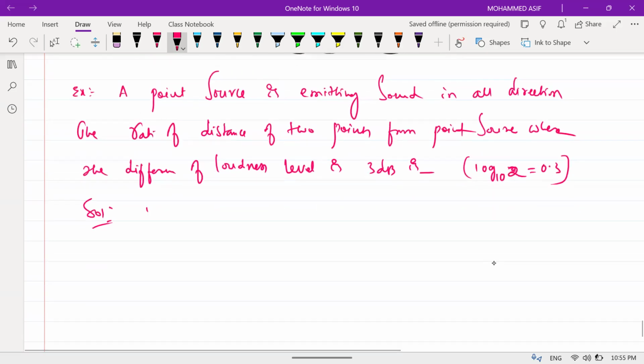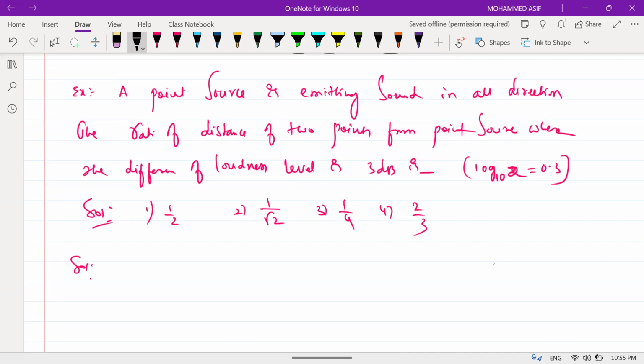I'll give the options. First option is 1 by 2. Second option is 1 by root 2. Third option is 1 by 4. And fourth option is 2 by 3. First read the question better. A point source means this one. It is giving the sound at a certain distance. Intensity is directly proportional to P divided by A, the area. The area will be 4 pi r square because the point source will give these sound waves in a spherical pattern. So it will be 4 pi into r square.